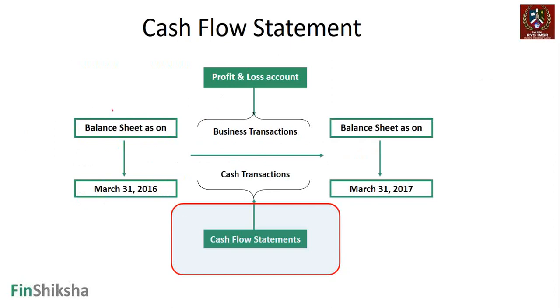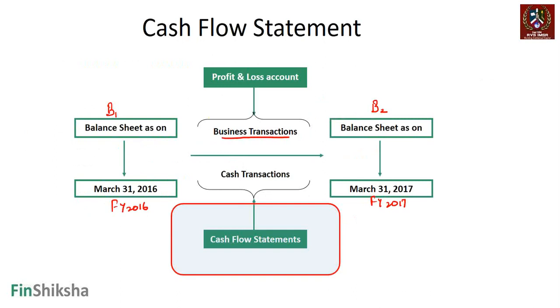Recall that we had said that the balance sheet on a particular date being B1 and on another date being B2, let's say these are a year apart, financial year 2016 ending and financial year 2017 ending. All business transactions, which is what did you produce, what did you sell, is accounted for in the profit and loss statement, right? That, however, does not take into consideration whether or not the money has come in or whether or not the cash has gone out, right?